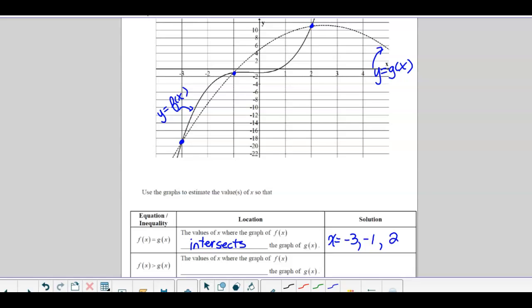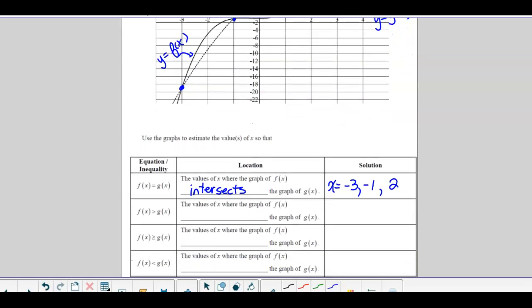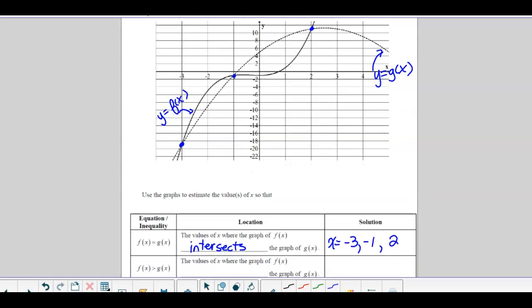Because remember, if we knew the equation for f and for g, this would be all in terms of x and all in terms of x. There would be no y's in there. And you're making them equal to each other. Okay, so now, the values of x where the graph of f of x is greater than the graph of g of x. Okay, so the last one, when f of x was greater than 0, it was above the x-axis, above 0. Well, now we want this to be greater than the other function. So f of x is a solid one. What intervals is it above the dotted?